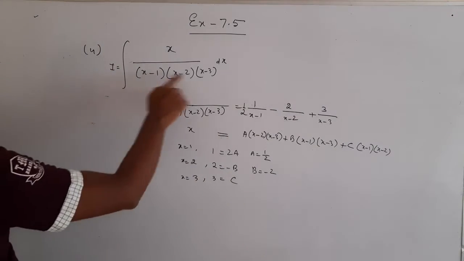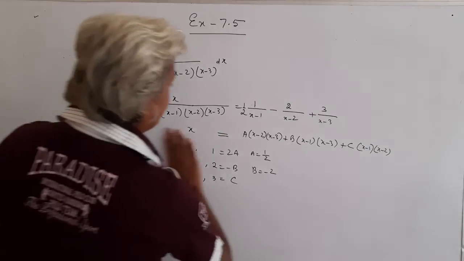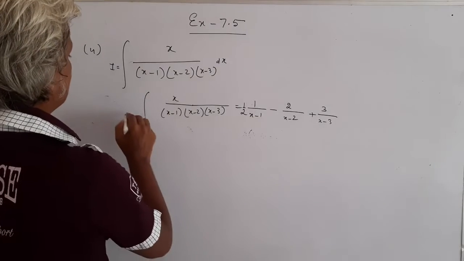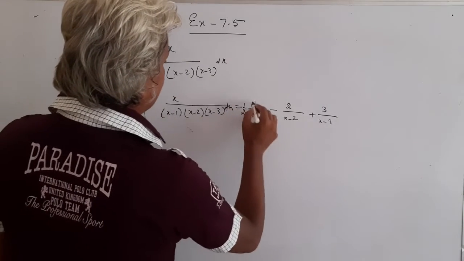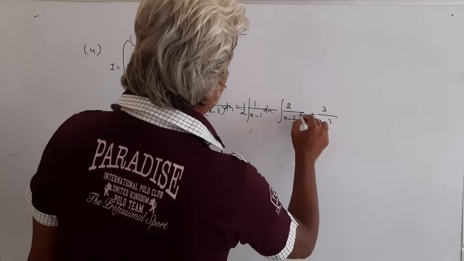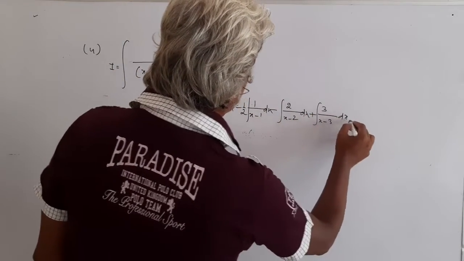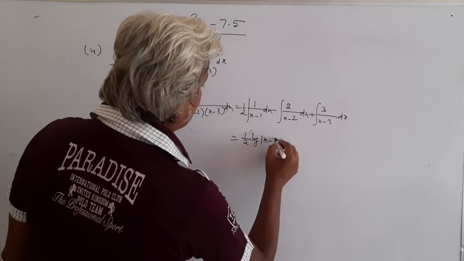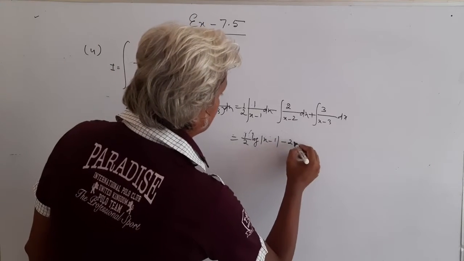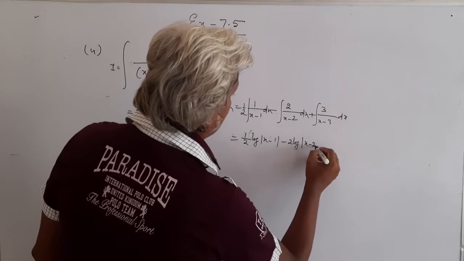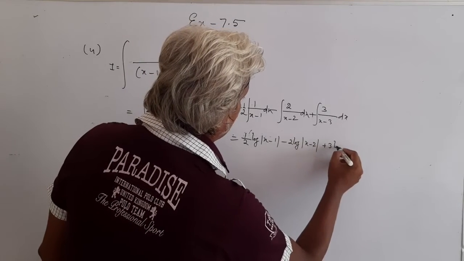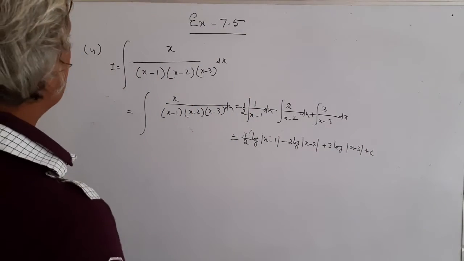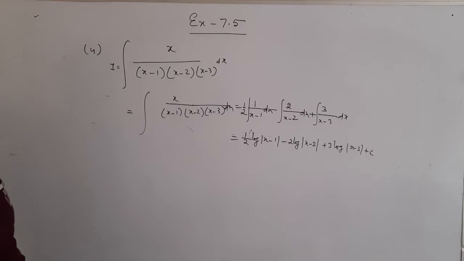Now instead of integrating the original, I want to integrate this part. Right now this is not required. Now I can integrate these directly. So this dx, this dx, this dx. This will become half log mod x minus 1 minus 2 log mod x minus 2 plus 3 log mod x minus 3 plus c. This is your answer.